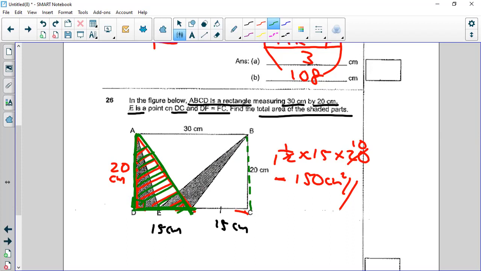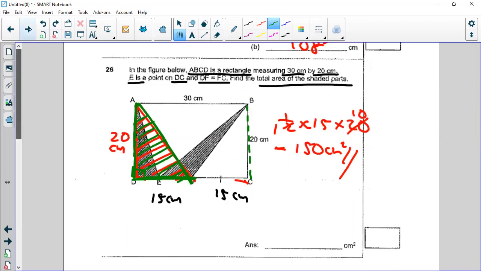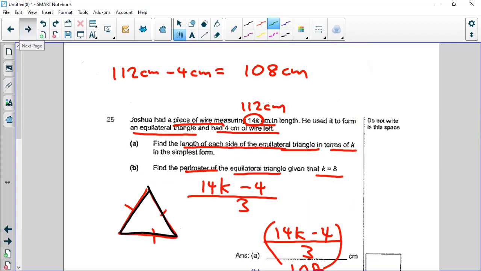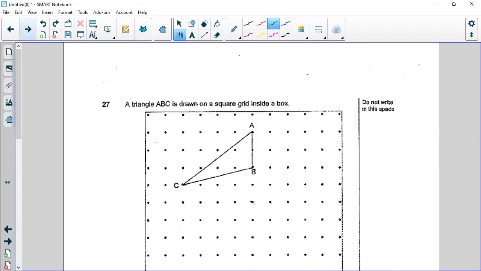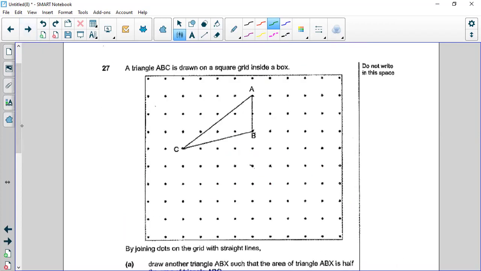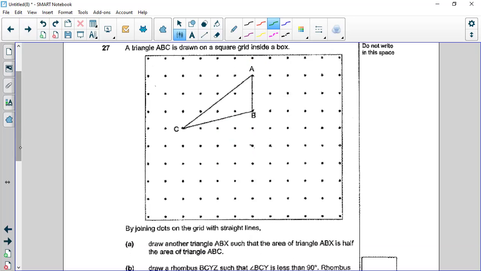Okay, let's move on to question 27. Right, question 27. Okay, coming to the end soon already. Triangle ABC is drawn on a square grid. Draw another triangle ABX such that the triangle ABX is half the area of triangle ABC.